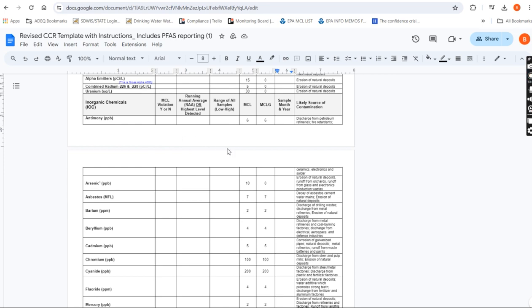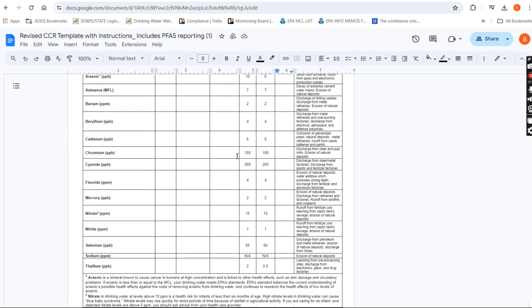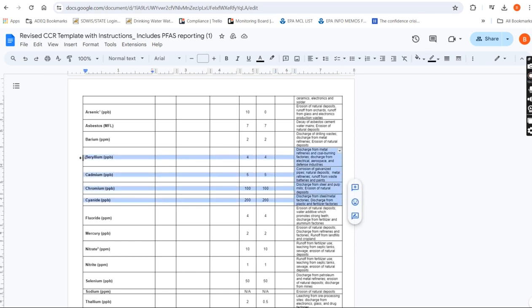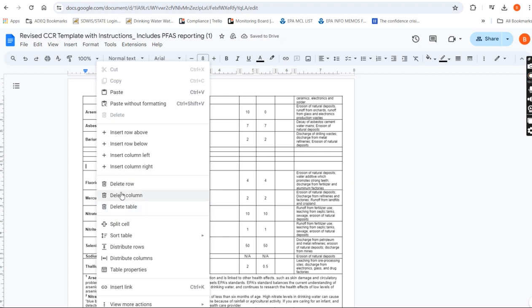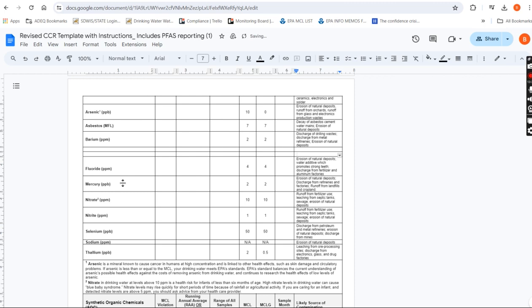Next up is inorganic chemicals. This is a pretty long list, so if you just had some of these that were detected, only include those and go ahead and delete out the lines of all of the non-detected contaminants like so: highlight, backspace, and then go ahead and delete out those lines. One thing I will note that the Drinking Water Watch generated report does not pull is sodium data. So make sure that you are reporting the amount of sodium that was found in your water for the previous calendar year.